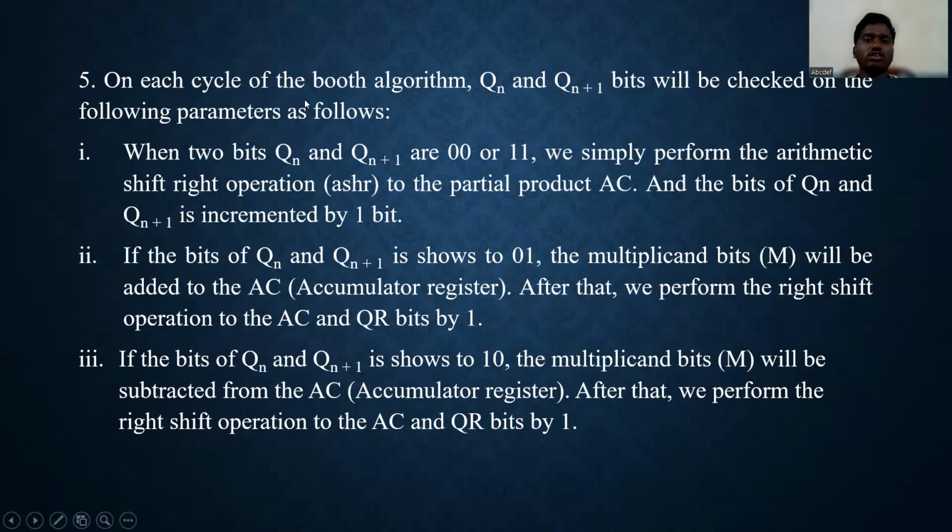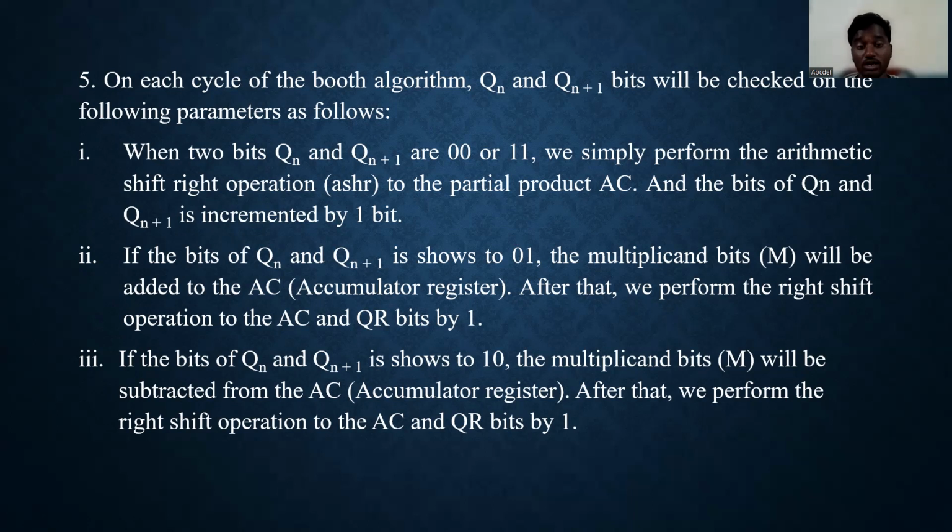And on each cycle of Booth's algorithm, the Qn and Qn plus 1 bits will be checked on the following parameters. First, when the two bits Qn and Qn plus 1 are 0, 0 or 1, 1, we simply perform the arithmetic shift operation on the partial product AC, and the bits of Qn and Qn plus 1 are incremented by 1 bit. If the bits of Qn and Qn plus 1 are 0, 1, the multiplicand M will be added to the AC. After that, we perform the right shift operation on the AC and QR bits by 1.